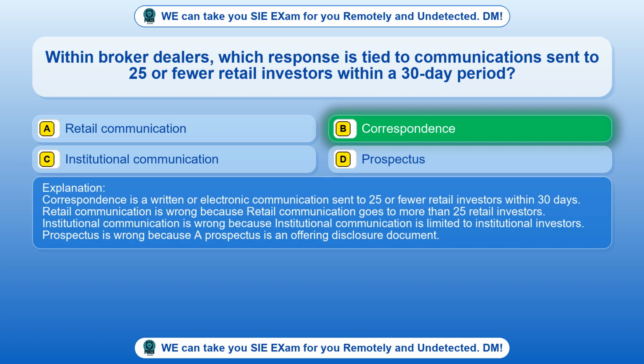Correspondence is a written or electronic communication sent to 25 or fewer retail investors within 30 days. Retail communication is wrong because retail communication goes to more than 25 retail investors. Institutional communication is wrong because institutional communication is limited to institutional investors. Prospectus is wrong because a prospectus is an offering disclosure document.